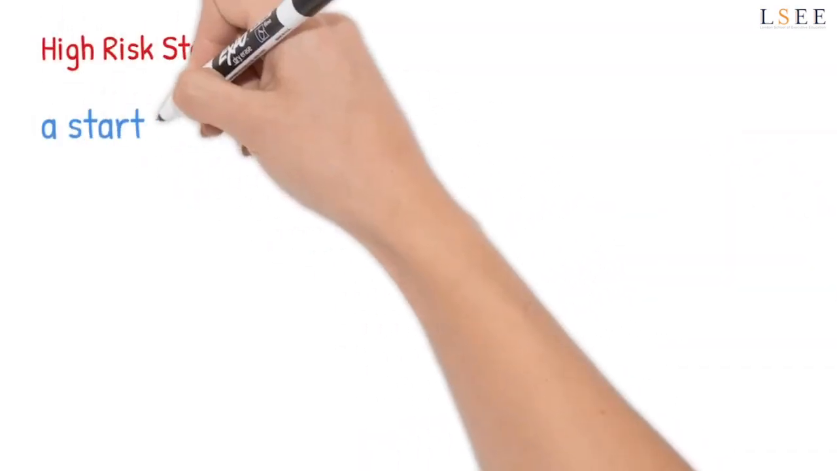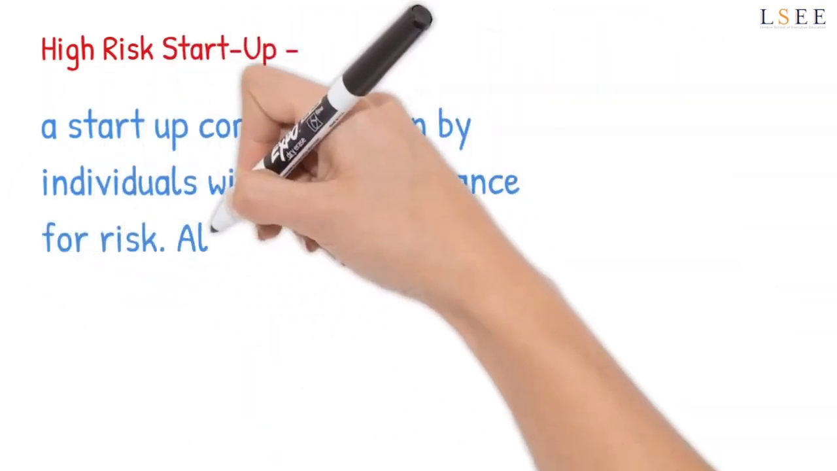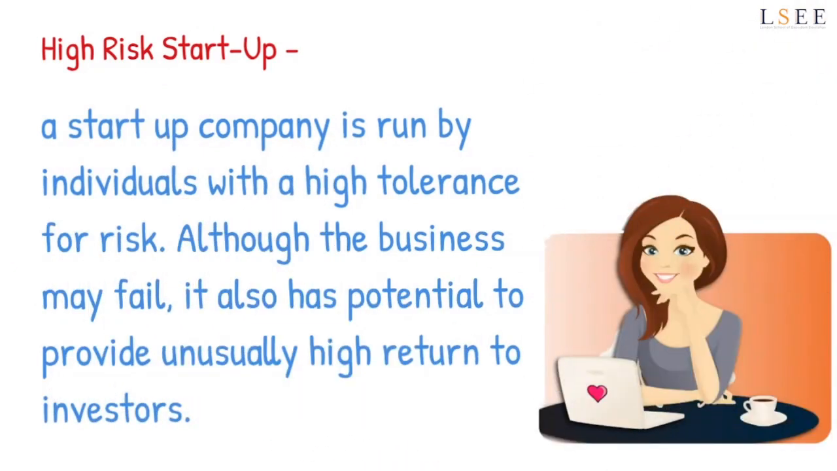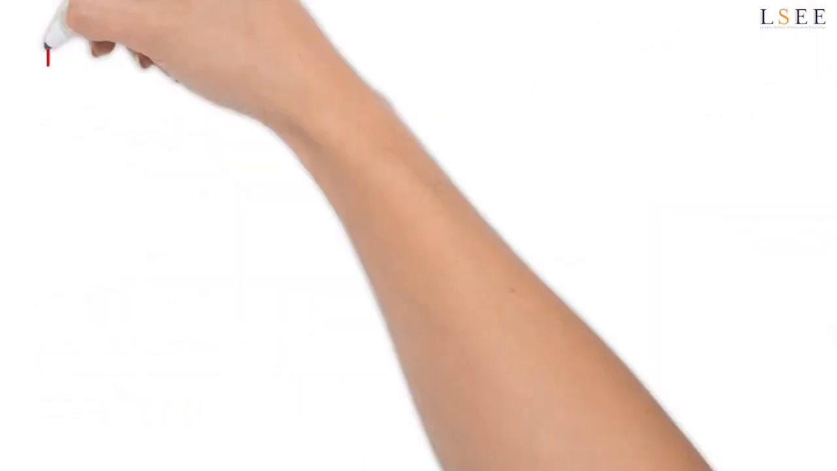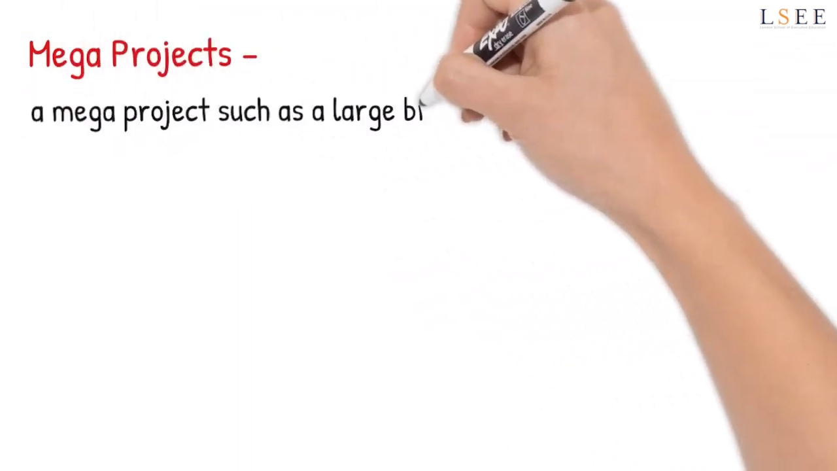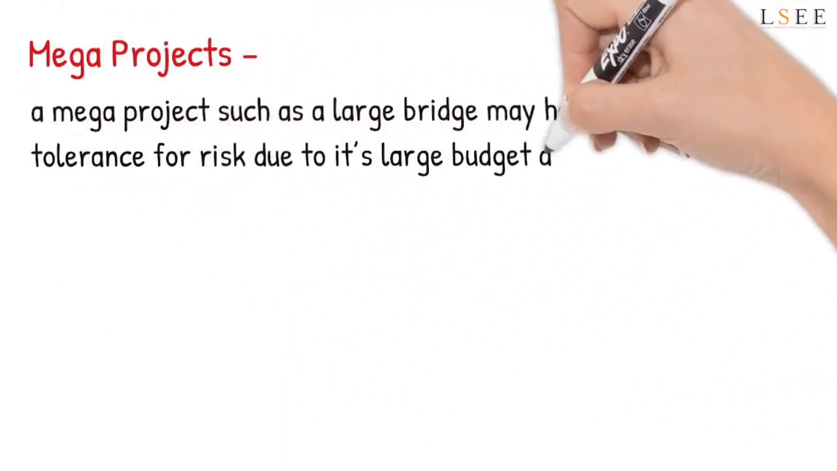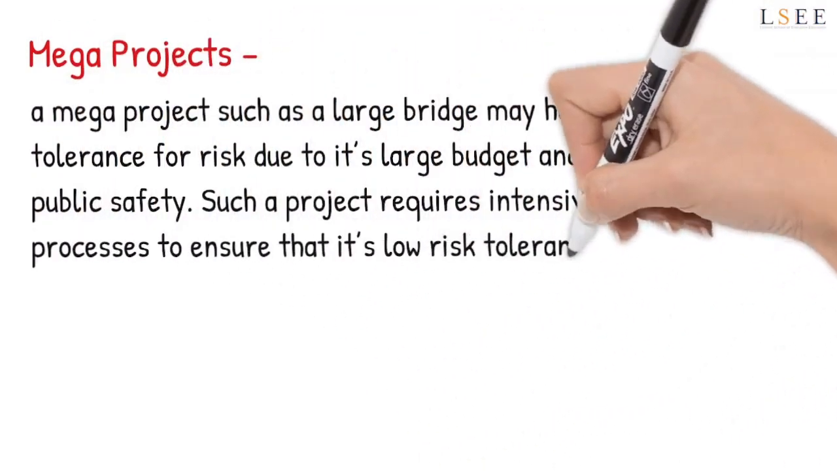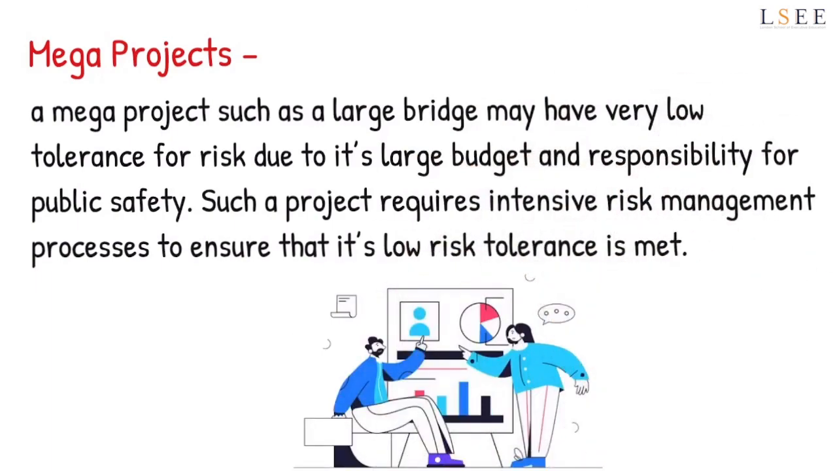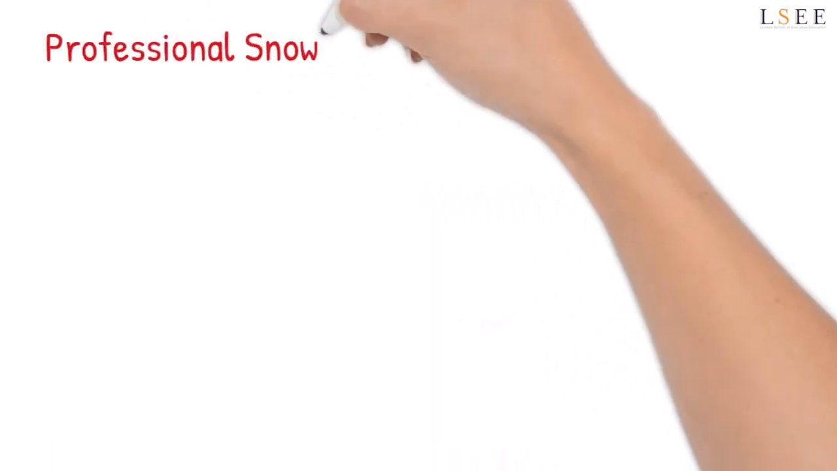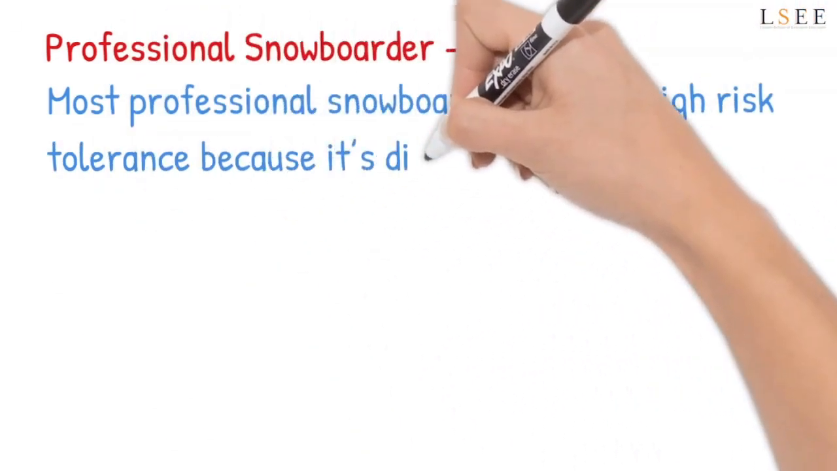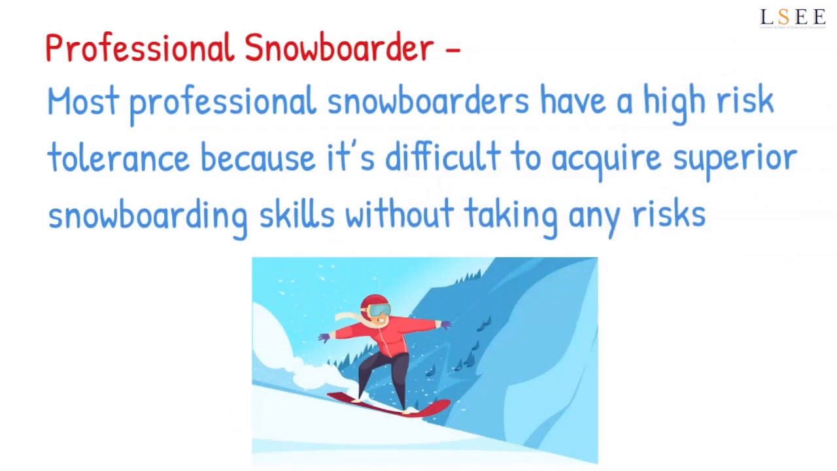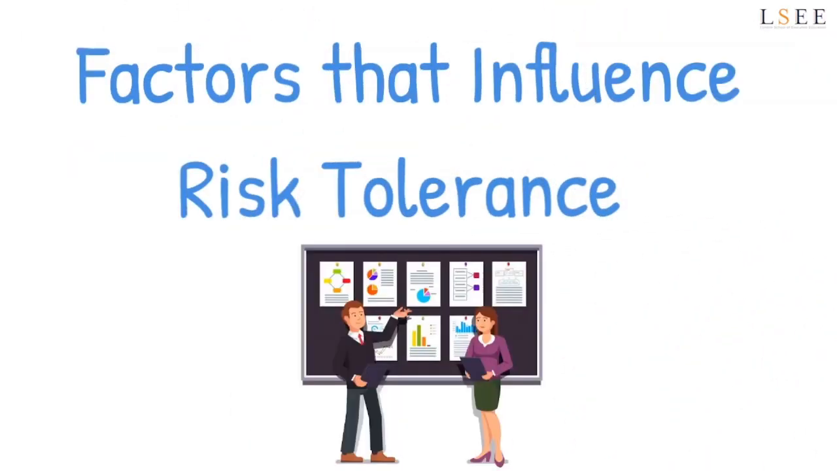High-risk startup. A startup company is run by individuals with a high tolerance for risk. Although the business may fail, it also has potential to provide unusually high return to investors. Mega projects. A mega project such as a large bridge may have very low tolerance for risk due to its large budget and responsibility for public safety. Such a project requires intensive risk management processes to ensure that its low risk tolerance is met. Professional snowboarder. Most professional snowboarders have a high risk tolerance because it's difficult to acquire superior snowboarding skills without taking any risks.